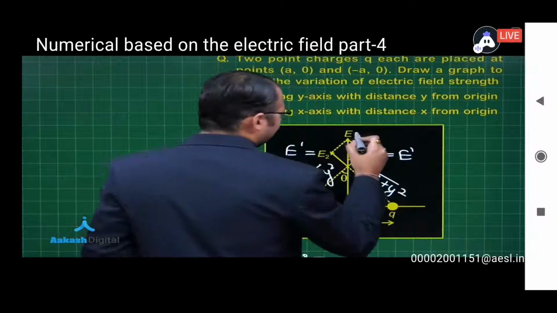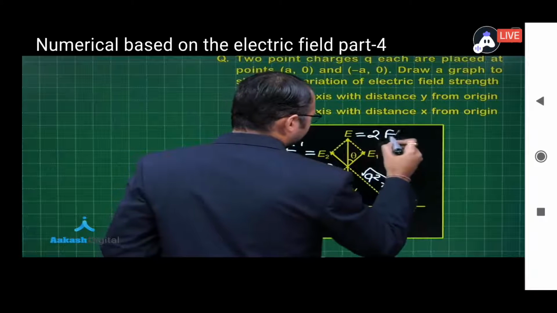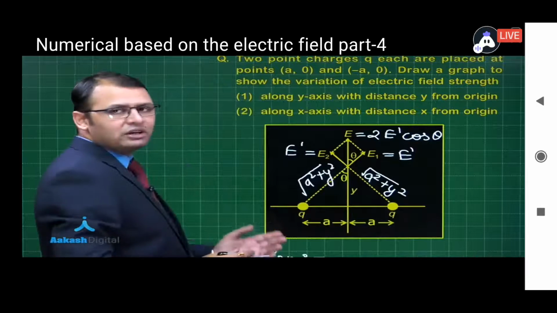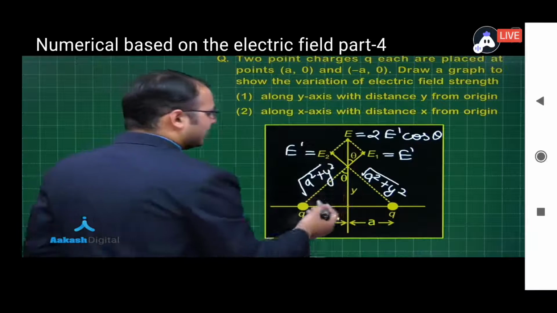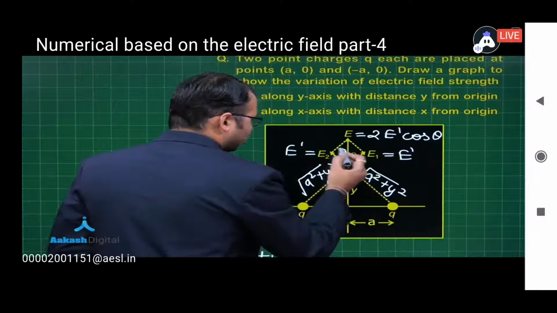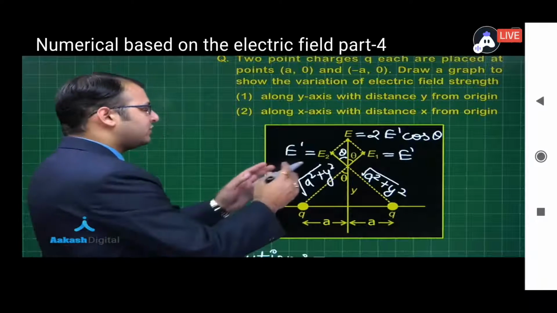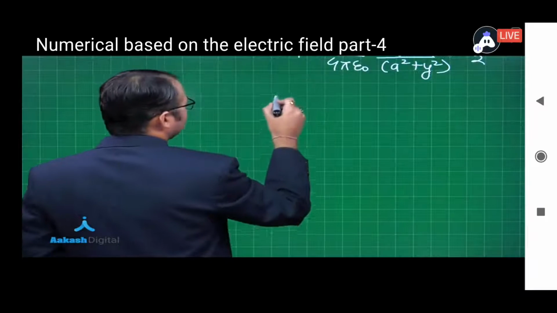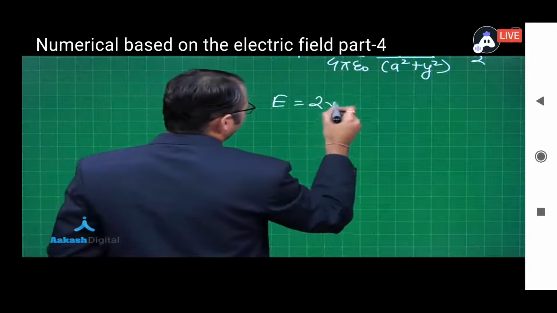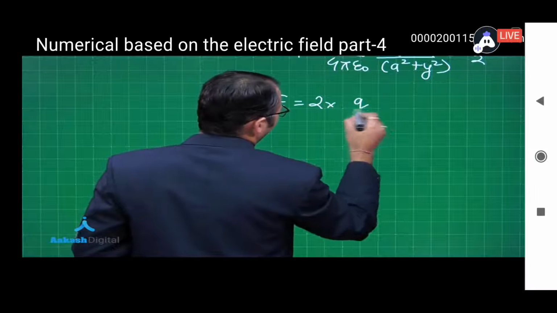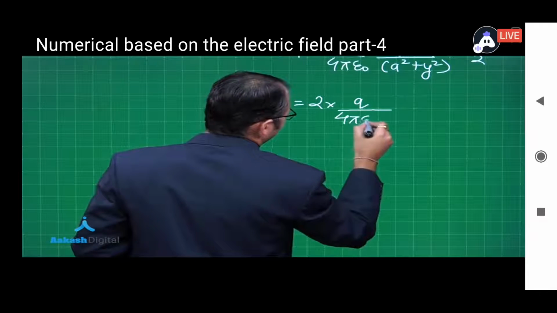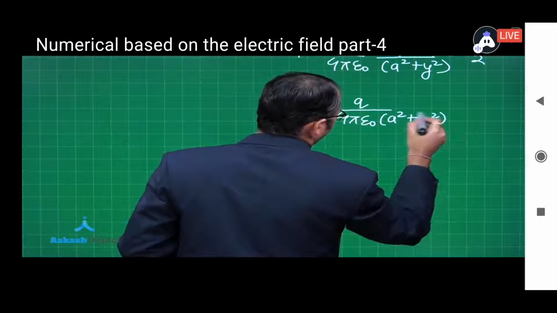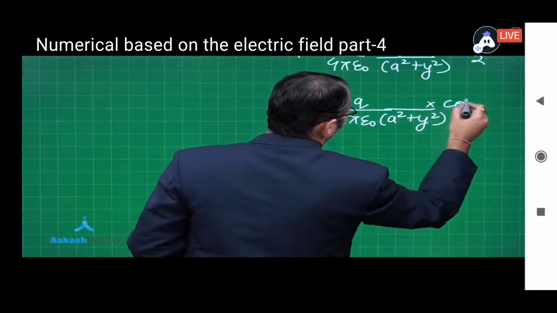So definitely E will be written as 2 E dash cos theta. As you are well aware, the two vectors are at an angle of 2 theta, right? So on solving this, you will get 2E dash cos theta. Let's put down the values. I will say E is equal to 2 into the magnitude of Q upon 4 pi epsilon naught into a square plus y square into cos of theta.